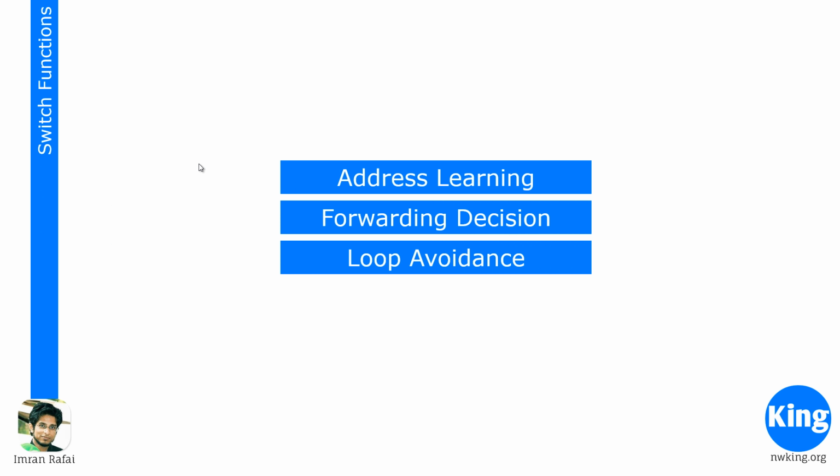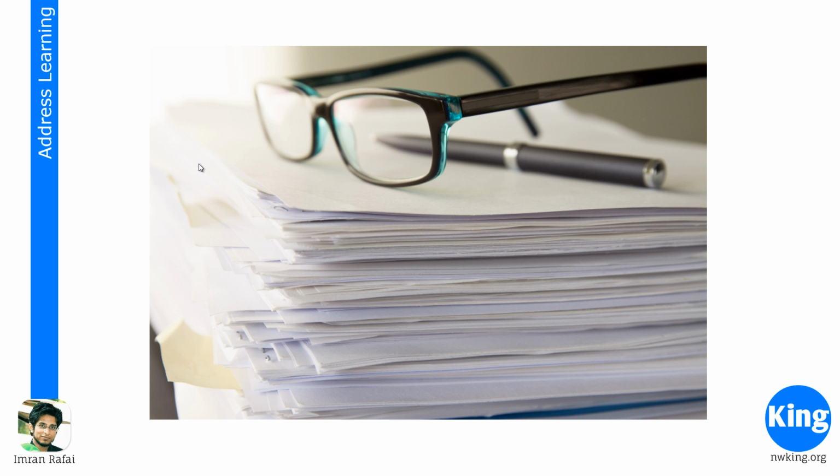Next, let's go into the switching functions. Basically, a switch has 3 functions that we're going to discuss today: the address learning function of the switch, forwarding decisions of the switch, and loop avoidance. So let's start with address learning.